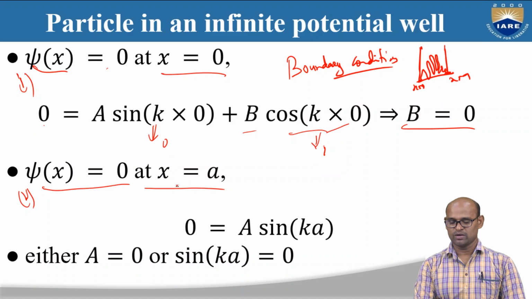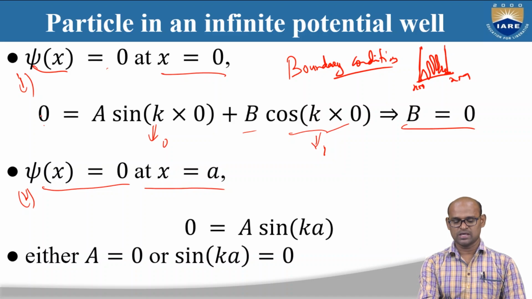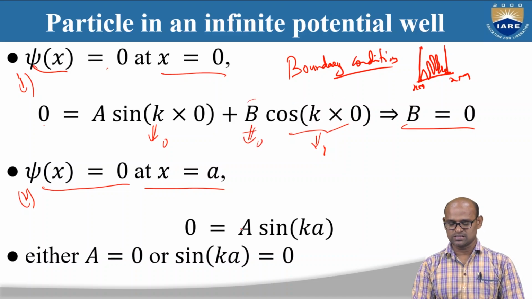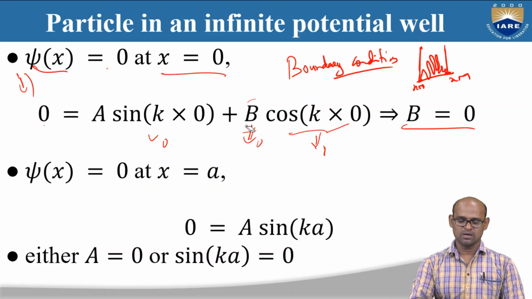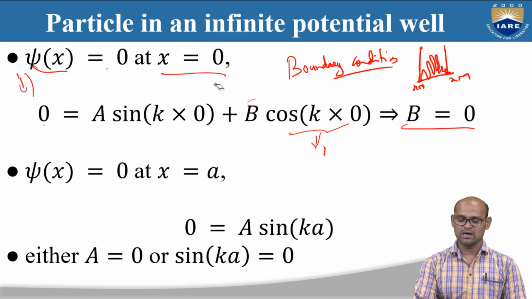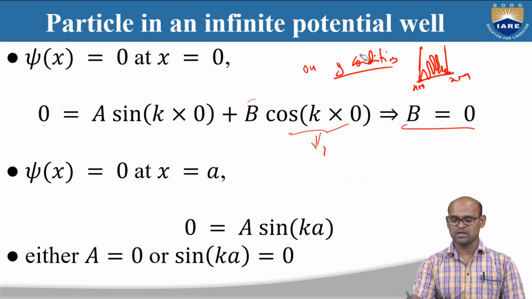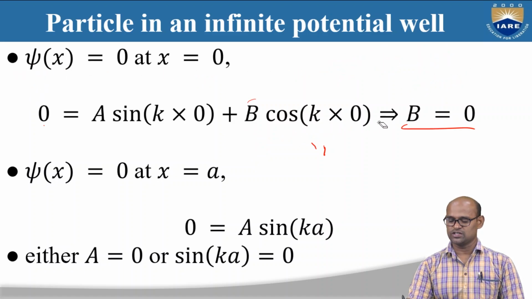The second boundary condition we are going to substitute in the equation. So psi of x equals 0: A sin ka plus B cos ka. But B is already 0, so the B term is not there, only A sin ka is equal to 0. A sin ka equal to 0 means A can be 0 or sin ka can be 0. We cannot take A as 0, because if A and B are both zero, the wave function is not there.